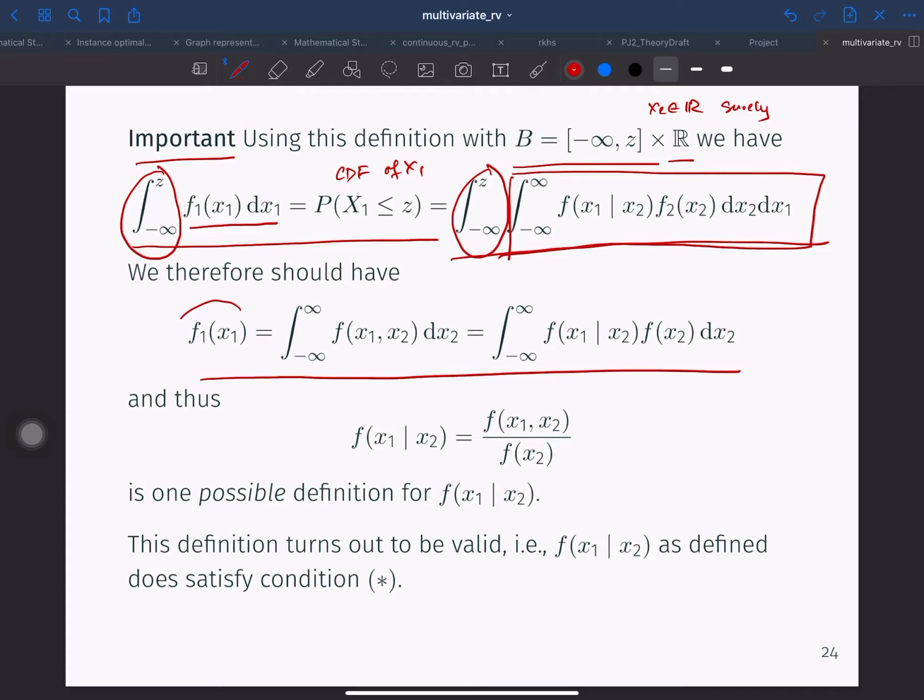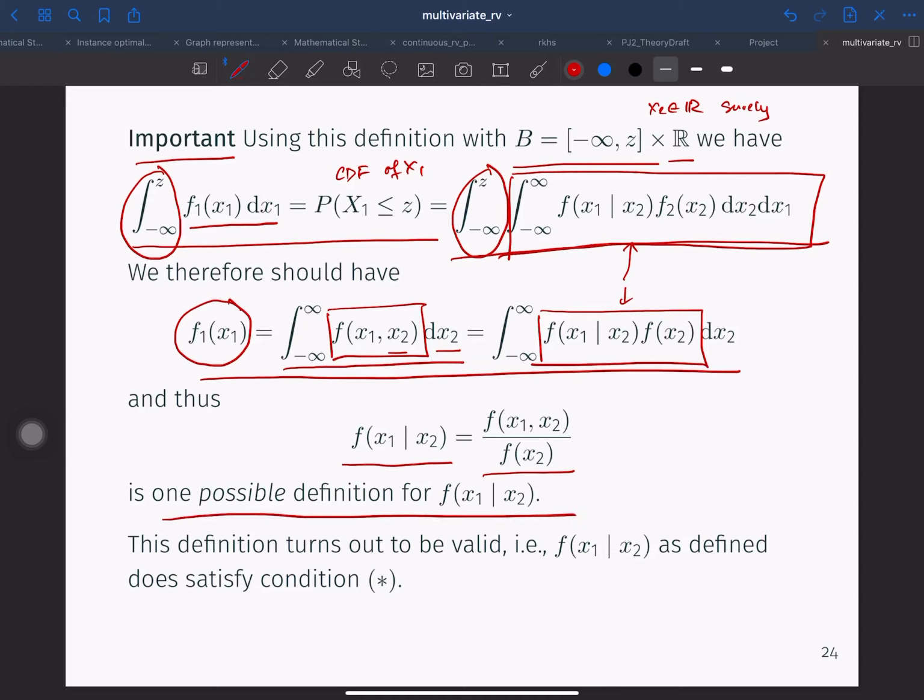So the marginal PDF is given by integrating the joint PDF with respect to the second variable. And that should look like this integration up here. So that suggests that the conditional PDF can be defined as follows. As we see, f(x1, x2) equals f(x1 given x2) times f(x2). So this is one possible definition for the conditional PDF.